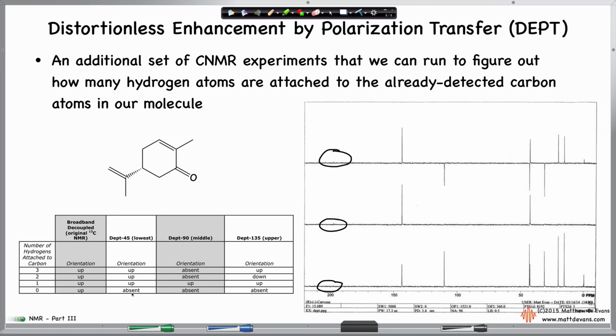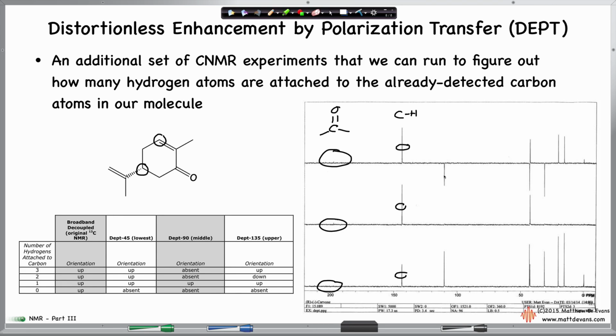So absent, absent, absent in all 3 of the DEPT experiments means that's a carbon with no hydrogens attached, and that makes total sense because the carbonyl in carvone has no hydrogens attached. On the other hand, this signal right here is present, present, present. It's up in every case. This is a carbon that has 1 hydrogen attached. I'm going to go out on a limb and say it's this one right here, though it could be this one too. I'm not quite sure which one it is, but it's a carbon with 1 hydrogen attached.